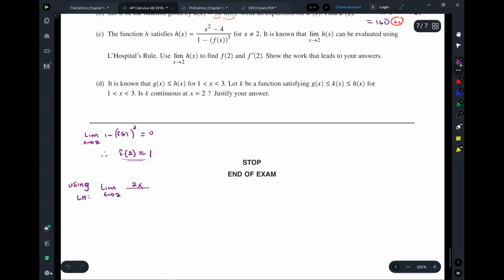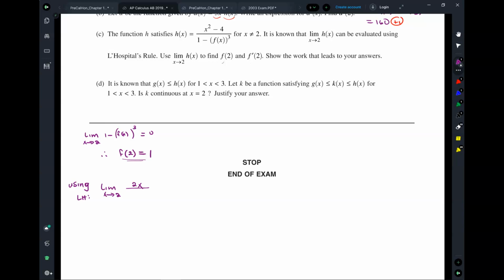So 2x on top, right? We're going to use L'Hopital's rule on this because they said we can. So let's go ahead and use L'Hopital's rule, okay? Take a derivative of the top, right? That's what L'Hopital's rule says, and then take a derivative of the bottom.